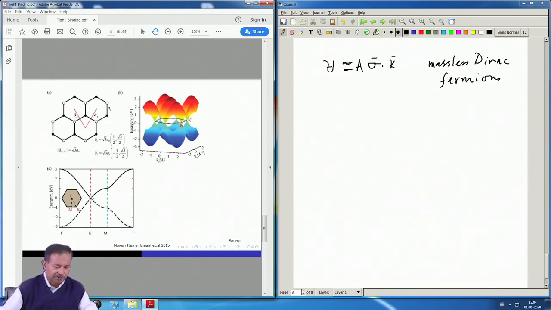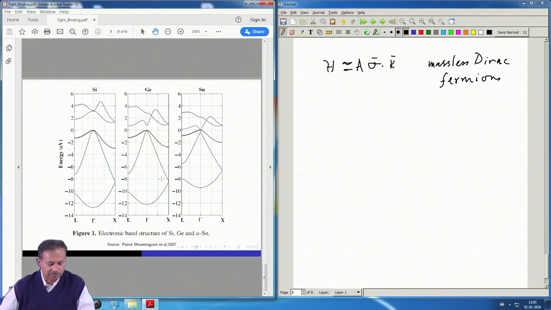So, the 2 bands meet here like a V, but as you go away from the point K, you can see there are deviations. That means the linear in K spectrum works only close to the point K or K prime or their equivalent points in the Brillouin zone. So, that is something one has to remember.